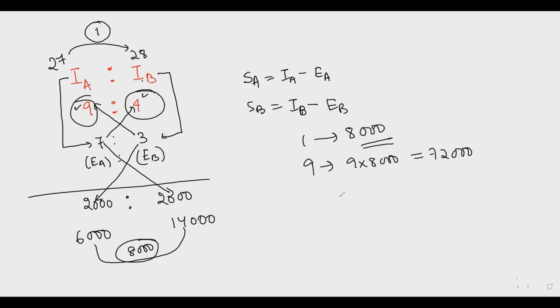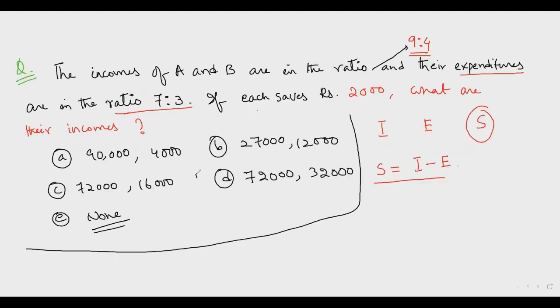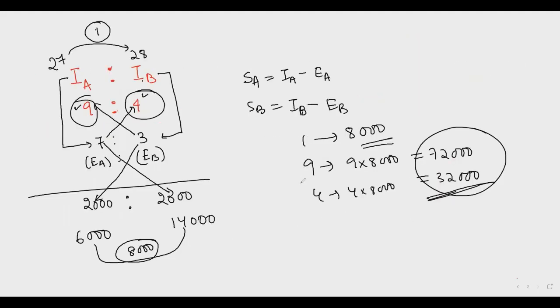And IB is 4. So 4 is equal with lower end. So the answer is 72 and 32,000. Option number D. Is that okay?